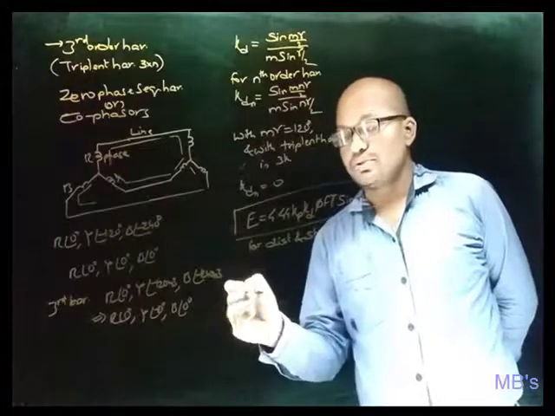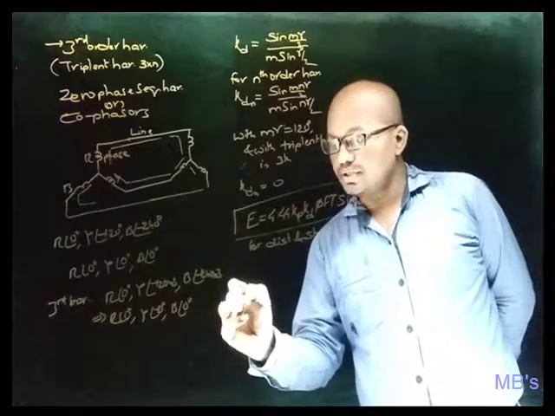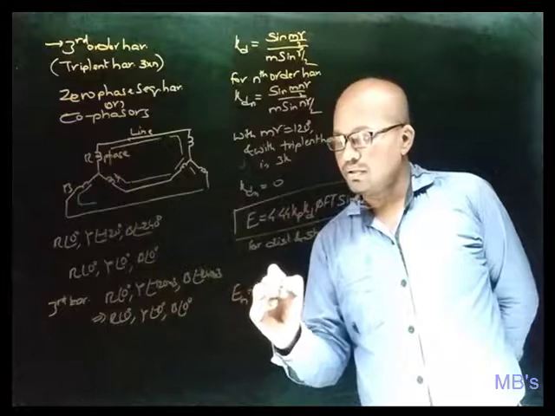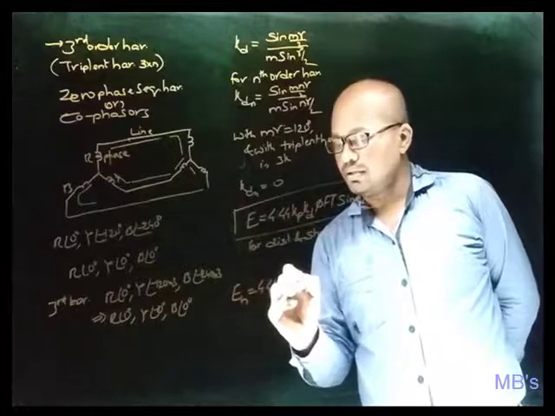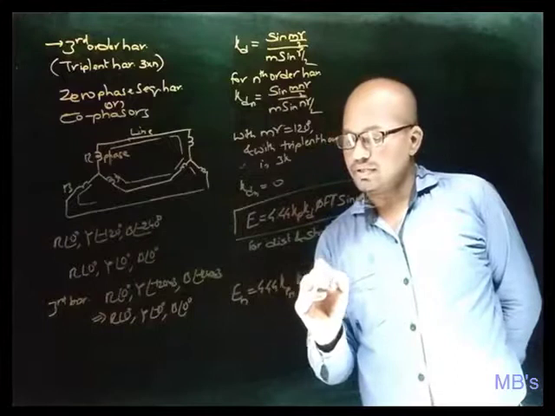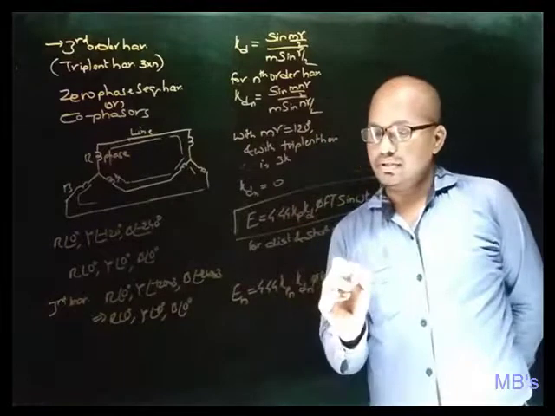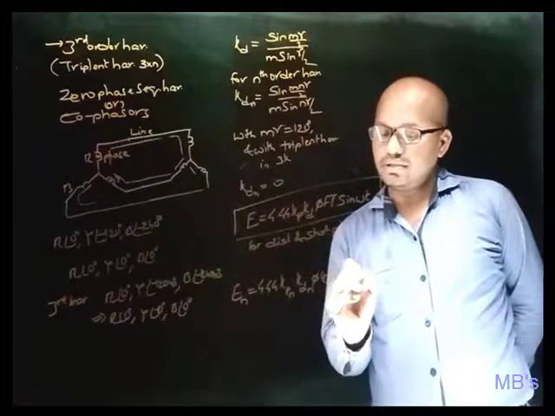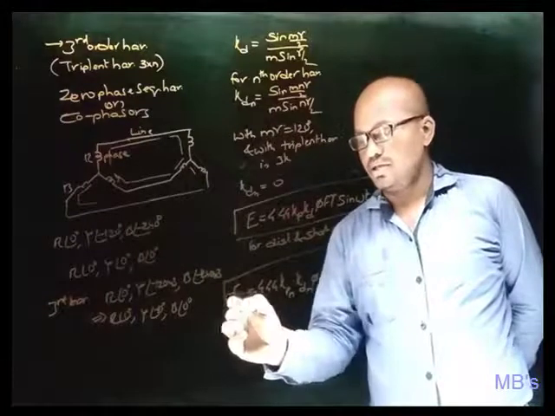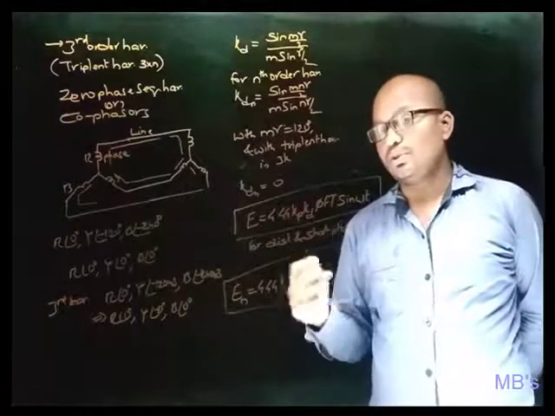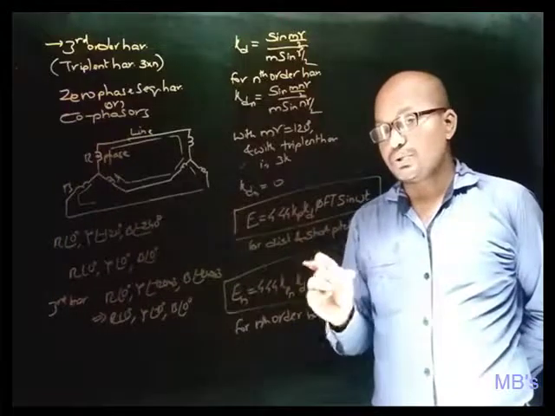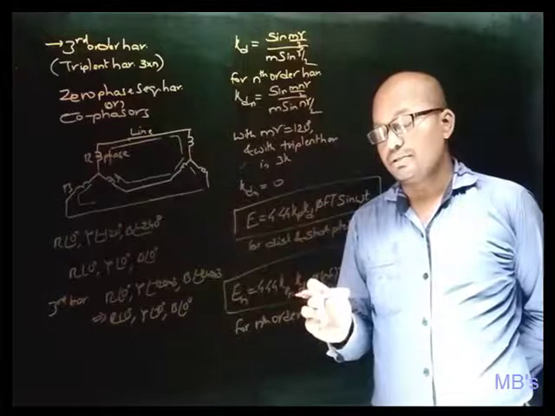So the EMF induced due to nth order harmonic is En equal to 4.44 Kp Kd n phi f, and the instantaneous value is proportional to sin n omega t. This is the EMF induced due to nth order harmonic. So our aim here is to reduce the EMFs induced due to nth order harmonics.